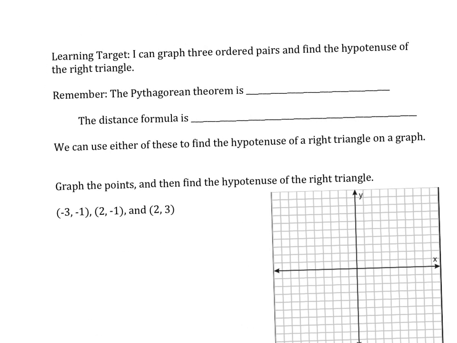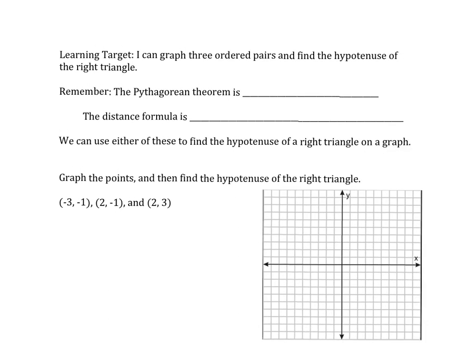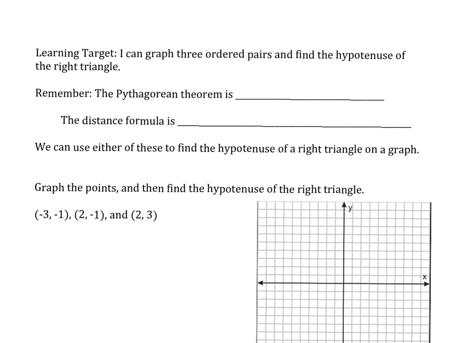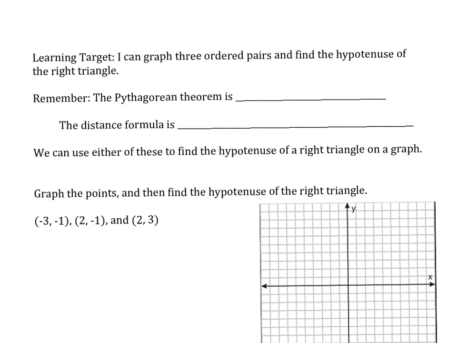Our learning target for today is: I can graph 3 ordered pairs and find the hypotenuse of the right triangle. In order to do this, we might need to use the Pythagorean theorem or the distance formula. I'll show you how you can use both.